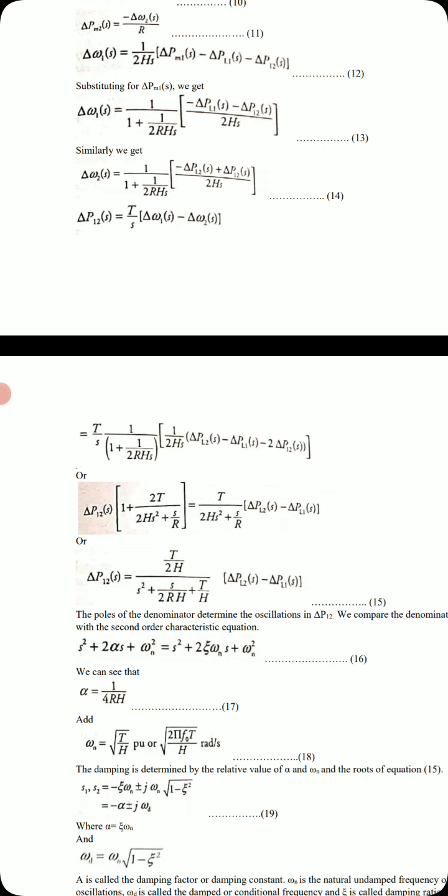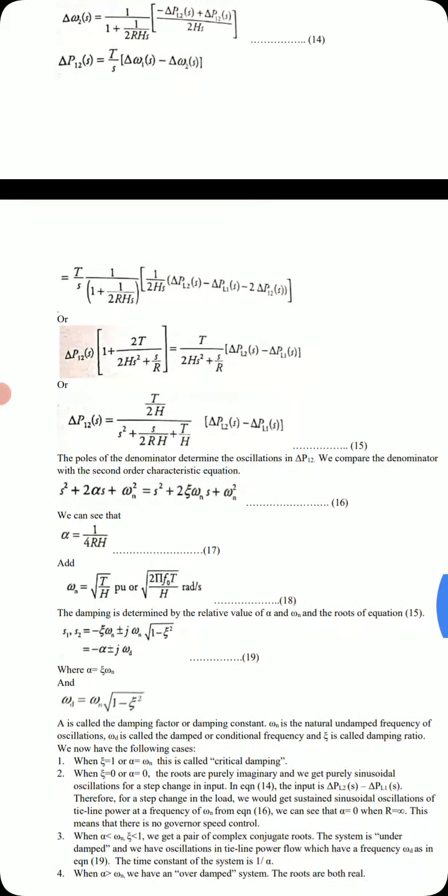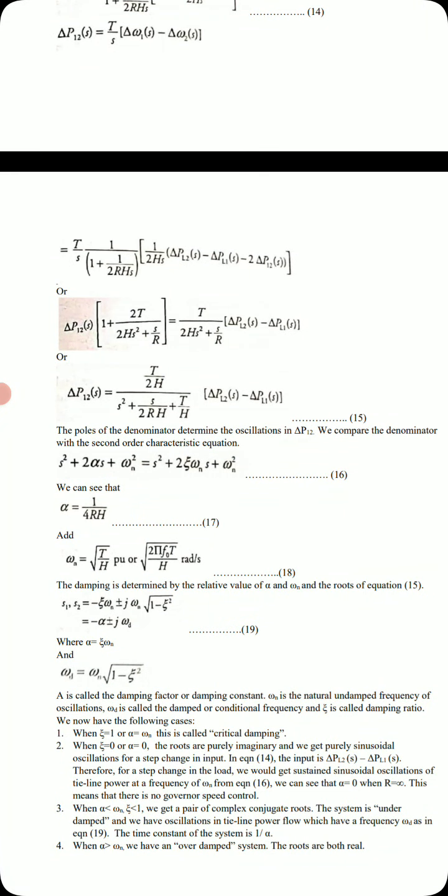So the damping is determined by the relative value of alpha and omega n and the roots of the equation. The roots s1 and s2 are given by minus zeta omega n plus or minus j omega n into square root of 1 minus zeta square. This we know, which is equal to minus alpha plus or minus j omega d. So omega n into square root of 1 minus zeta square is nothing but omega d, the damped frequency. Alpha is equal to zeta omega n, and omega d is shown here.